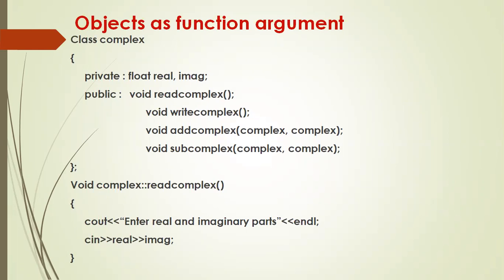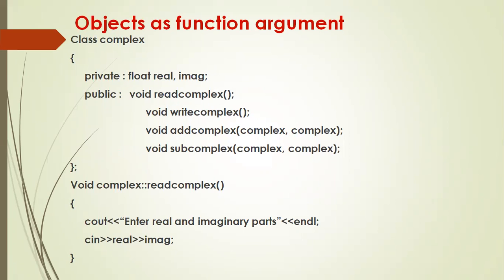So here the class name is complex. Under the private access specifier, we declare the private member data. The two private member data are real and image of float type. Next, public. This class has four member functions: read complex, write complex, add complex, and sub complex. Out of these, we already learned about read complex and write complex.